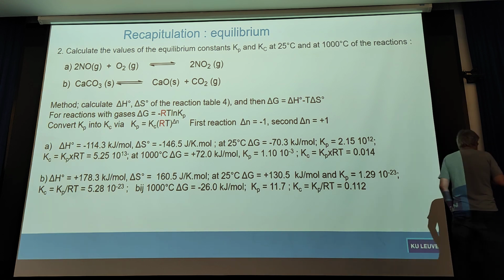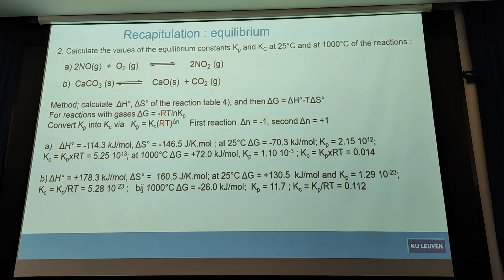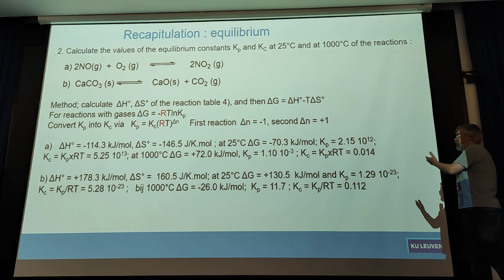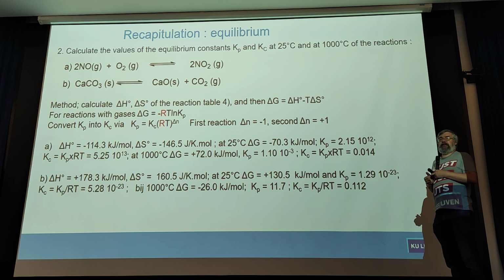Delta S, on the other hand, is positive, 160 and more joule per Kelvin per mole. To be expected, because we create gas, extra moles of gas. Now at 25 degrees, as you can see, the fact that we have the positive entropy cannot compensate for the endothermicity, and the delta G is rather strongly positive, 130.5 kilojoule per mole.